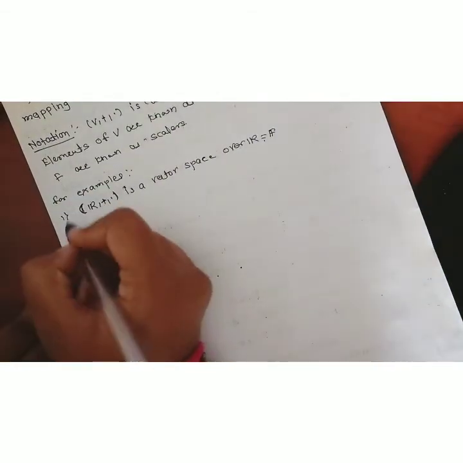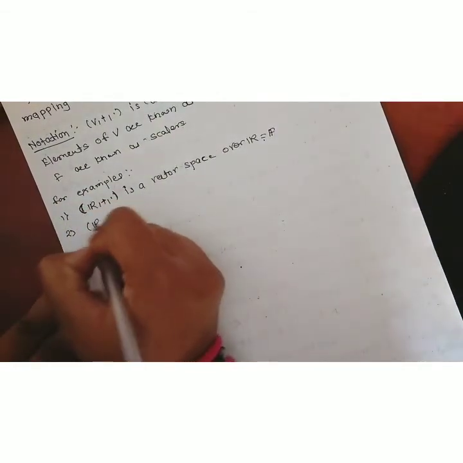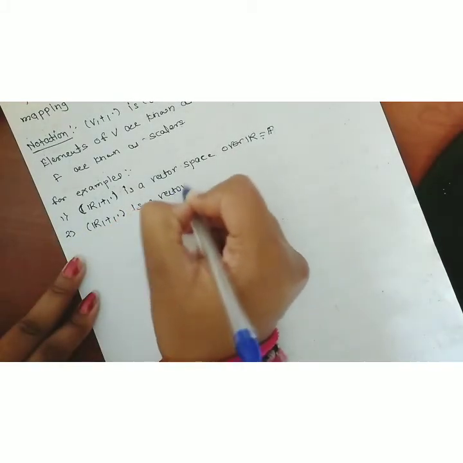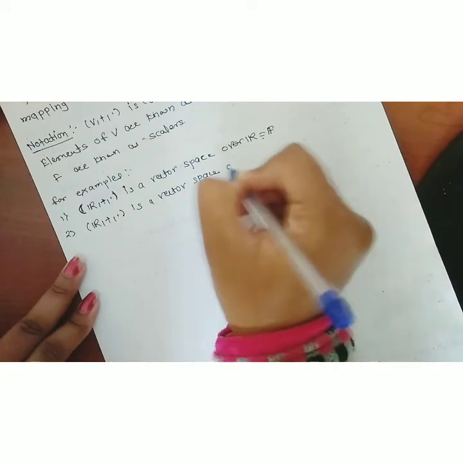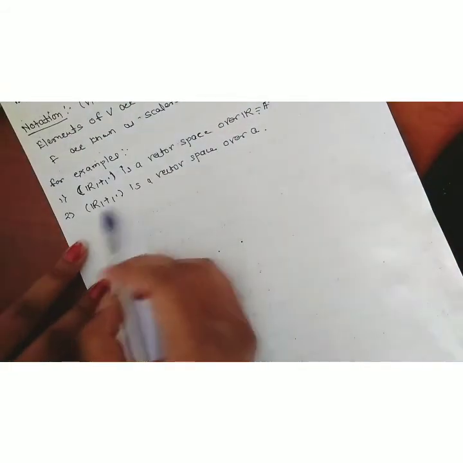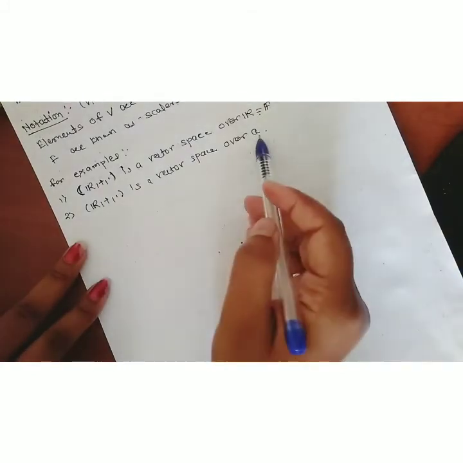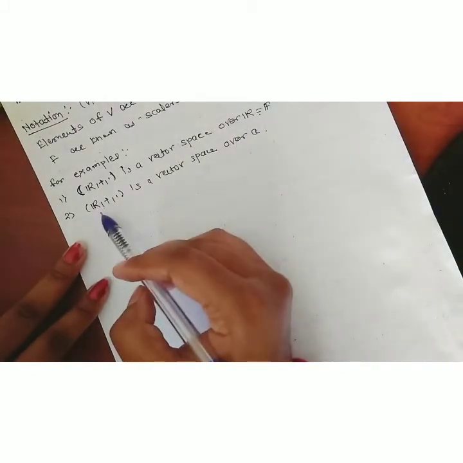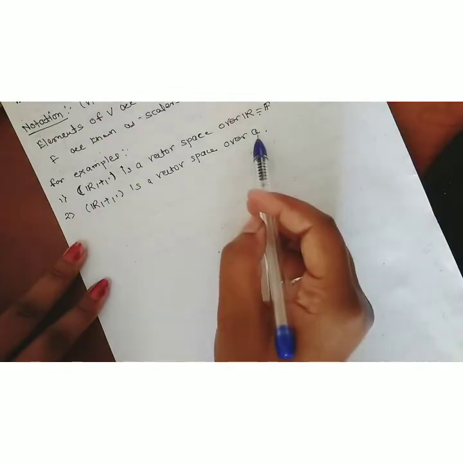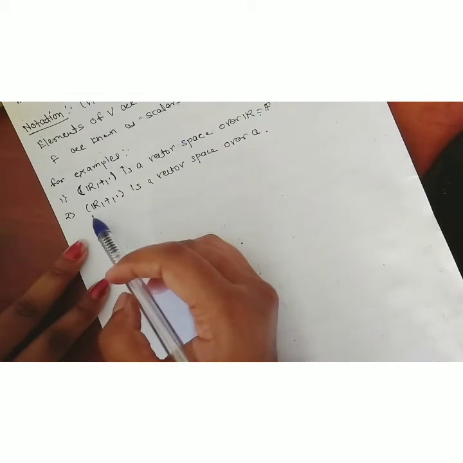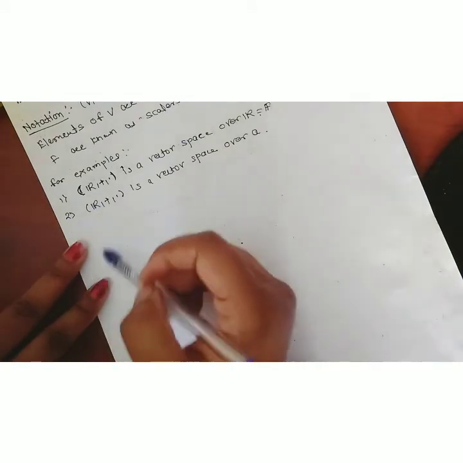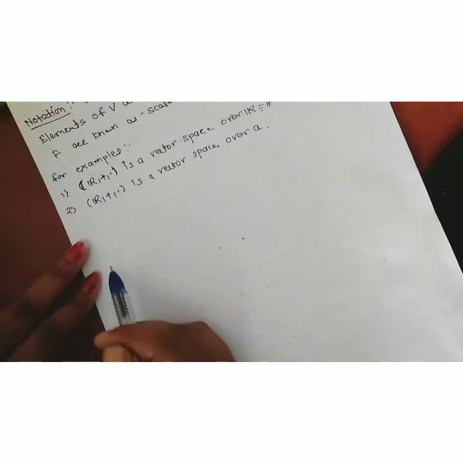So the second example is R plus dot is a vector space over Q. The next is also R plus dot is a vector space over Q. We know that Q is a subset of R. Therefore, if you multiply any element of the field Q with any element in R, the resultant element also belongs to R. So R plus dot is again a vector space over Q.